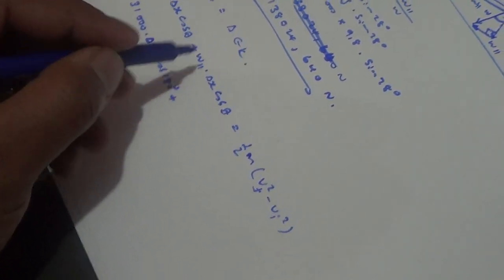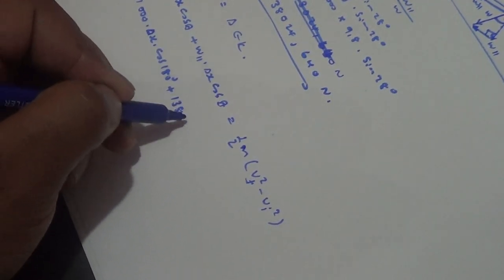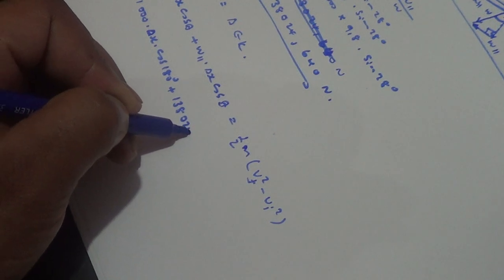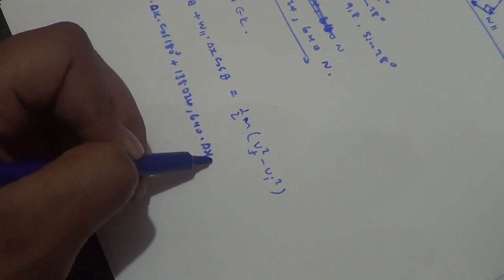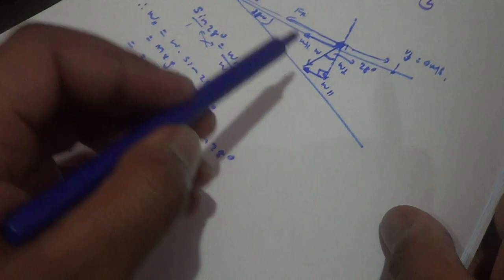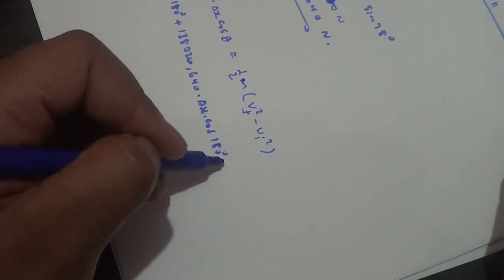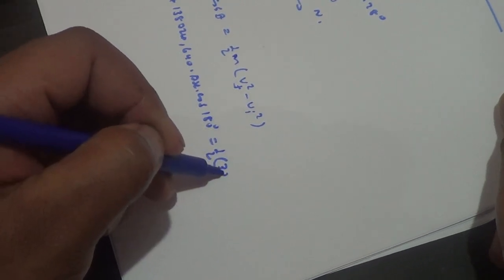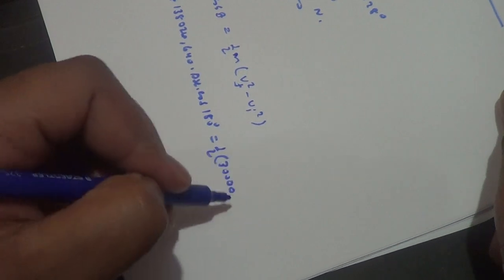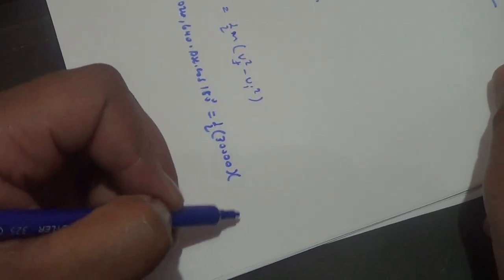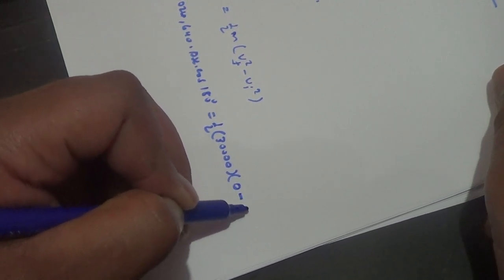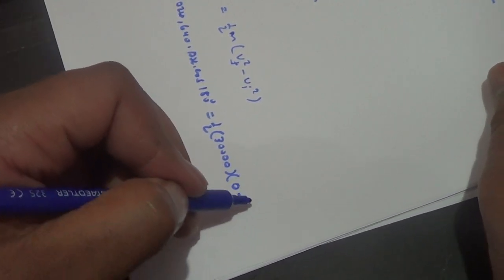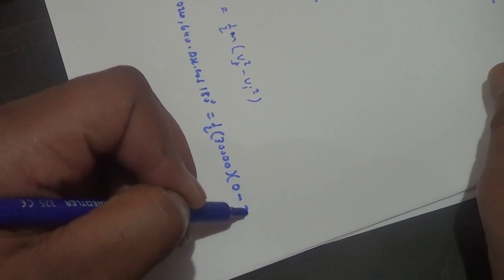Plus, what is this force? We calculated it there. It's 138,024,640 times delta x cos. Again, this force is acting at 180 degrees to the direction of motion. 180 degrees equals half. What is the mass? It is 30,000, okay, multiplied by V final is 0, minus V initial, which was 33, squared.